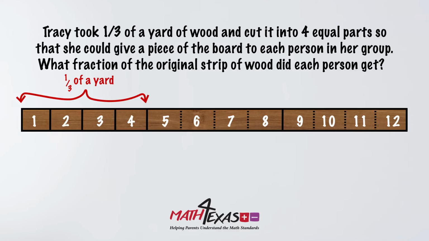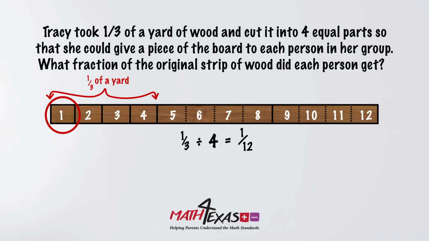So when I write my equation, I divided my 1/3 piece of wood into 4 parts, and the piece that I get, this one piece, is 1/12 of the whole board. Another way to think of that is that I took 1/4 of 1/3, and that was 1/12 of the whole board.